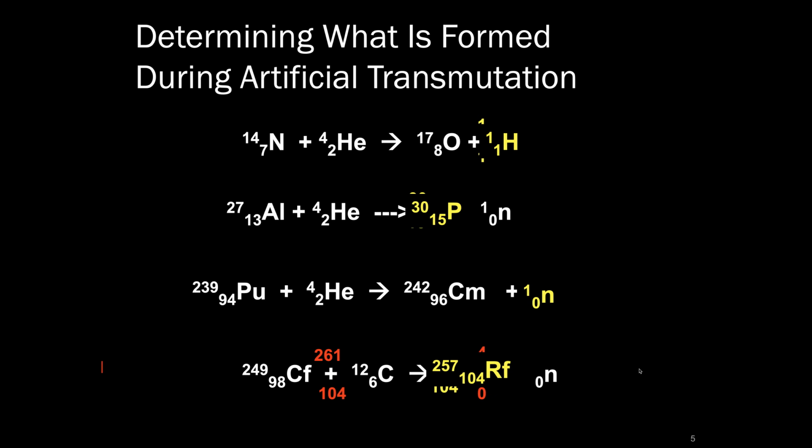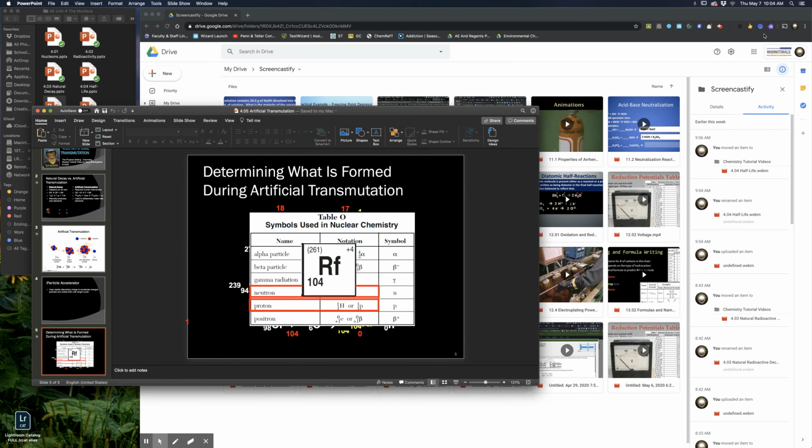That is how artificial transmutation is done. I told you this was going to be easy. Next topic will be nuclear power.